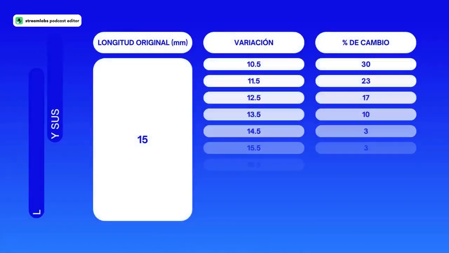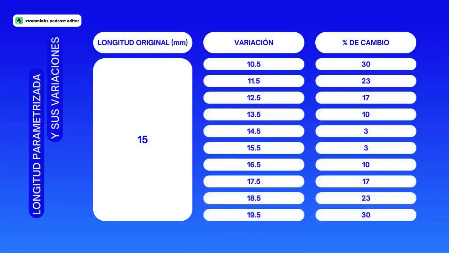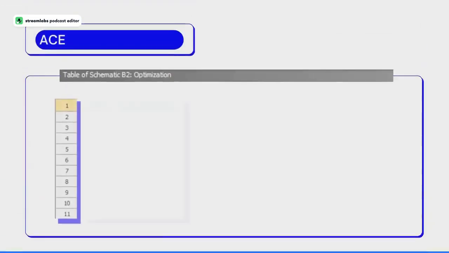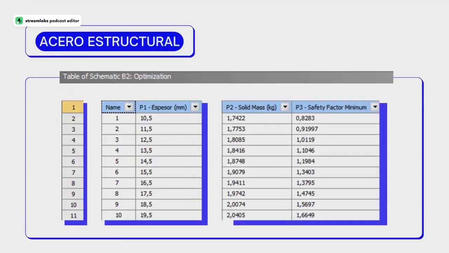The original length of the piece thickness is 15 millimeters. A variation of 10.5 millimeters up to 19.5 millimeters will be made, with increments of 1.5, and it is evident that there will be a percentage of change from -30 to 30%. The three materials that will be studied are structural steel, aluminum and titanium.